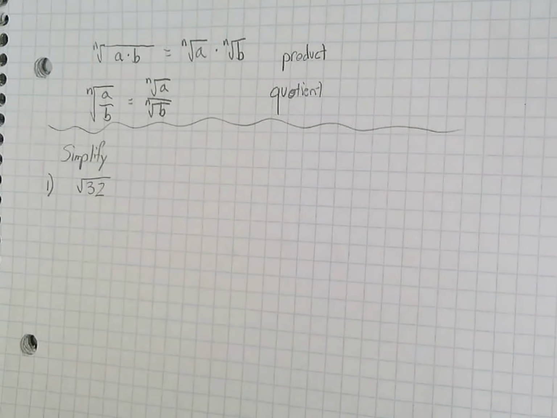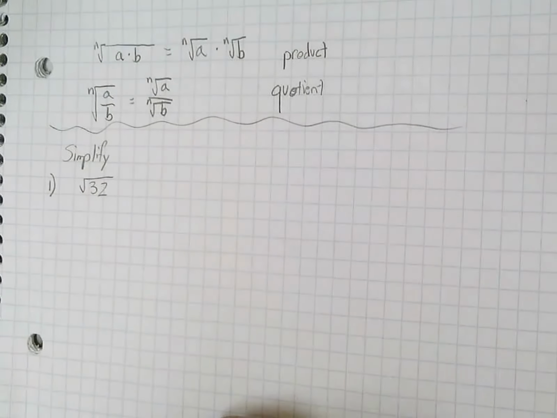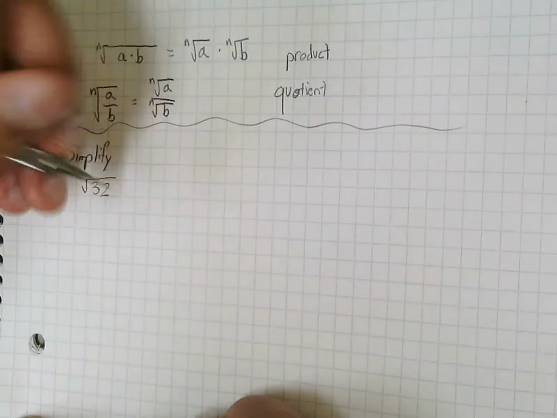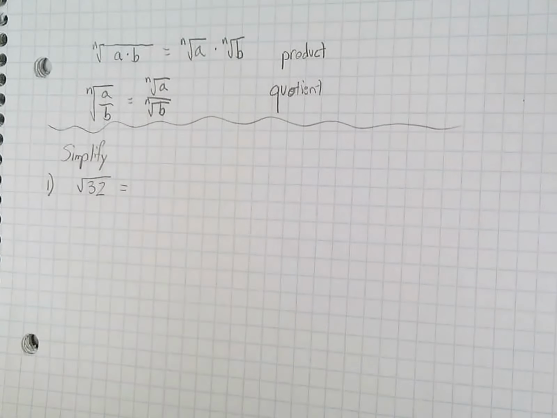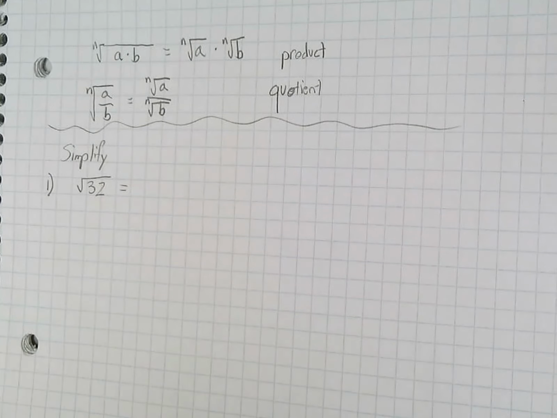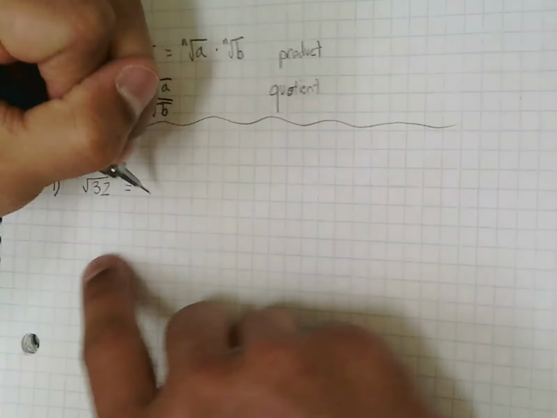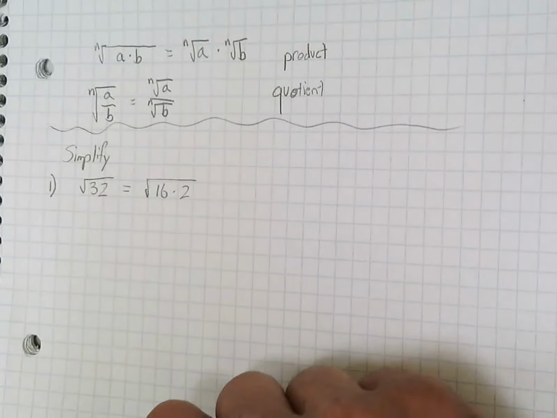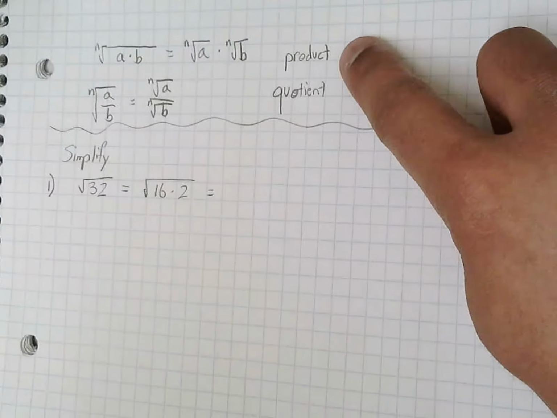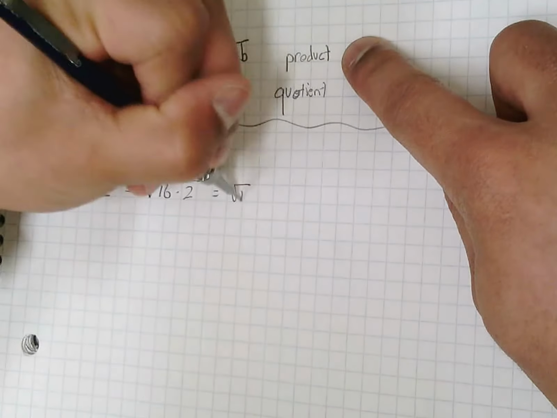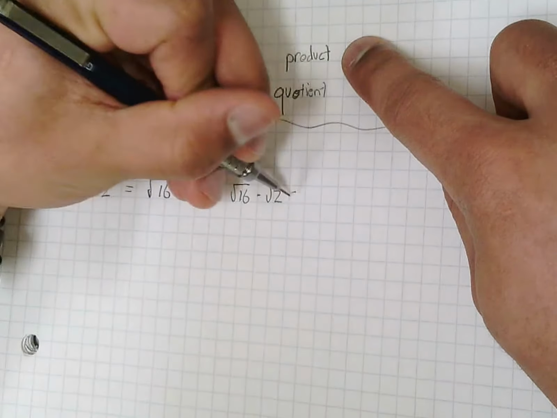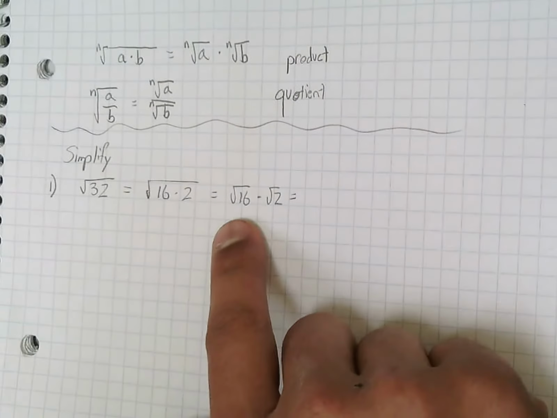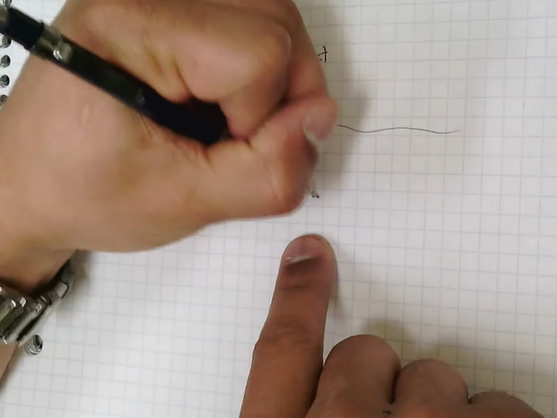Well, 32 isn't a perfect square, but we can simplify it by asking, are there any perfect square factors of 32? And there are. 32 has a perfect square factor of 16. So I can write this as the square root of 16 times 2. 16 times 2 is 32, which then I can use this product rule and separate this into the square root of 16 times the square root of 2. And the square root of 16 is a perfect square. Well, that's 4. So 4 root 2.